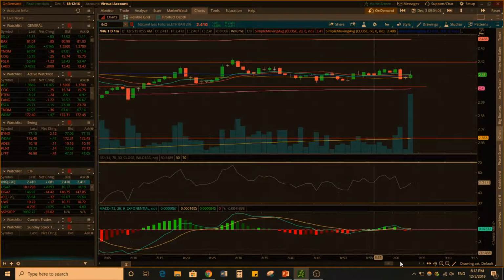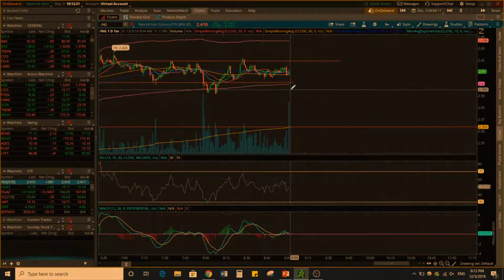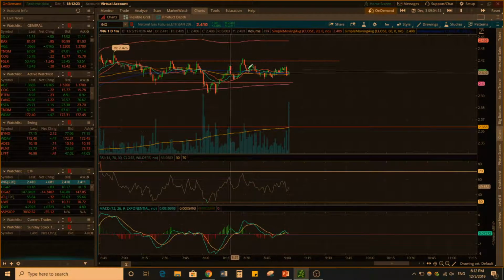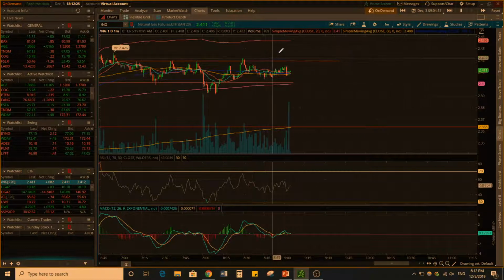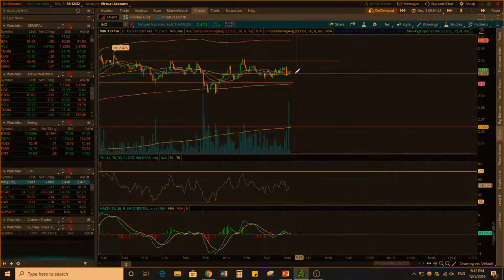Looks like NG is going to continue to kind of consolidate in this area. And consolidate just means that it's just not really going anywhere. It's just kind of going up and down a little bit, not really making any big moves in any one direction.